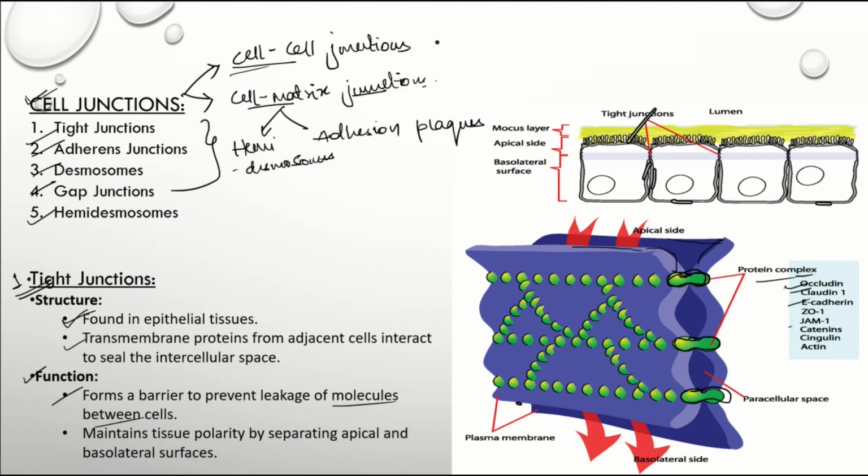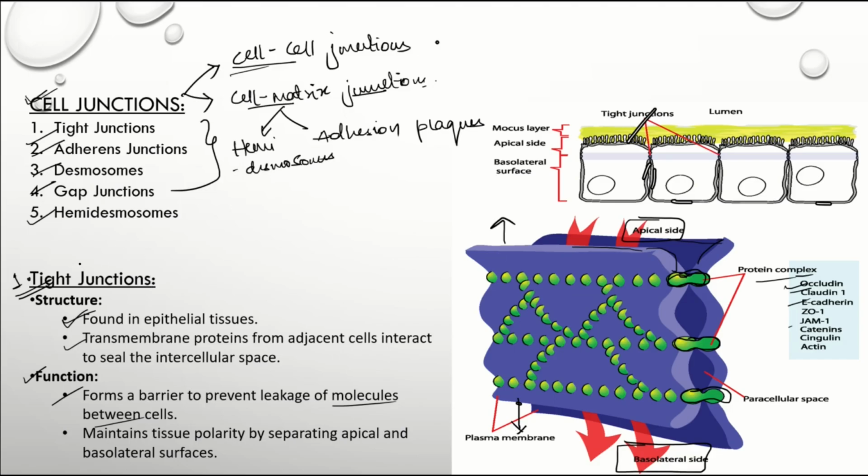And it maintains tissue polarity by separating apical and basolateral surfaces. Now what do you mean by this? Basically, if a cell has to be oriented, which is the top and which is the bottom layer, then by this tight junction it is clearly visible, and we can differentiate between the apical and basolateral sides. It means we can say that this is the top, and this is the bottom, right?